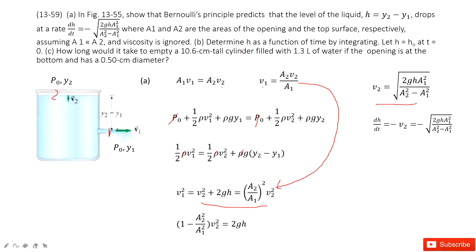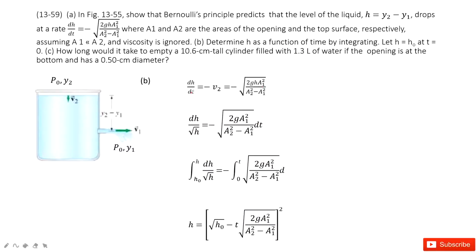Second, we need to find h as a function of time t by integration. We can see now we have dH/dt equal to this equation, right? In this function, you can see at this side we have h, so we can solve it. We move the square root of h to this side and move the dt to this side, no problem. Now we integrate both sides. Initially it is h naught, and then it becomes h at time t. So initially t equals 0, h is h naught, and at time t it is h. We integrate both sides. Finally, we get the function looking like this one. So this is h as a function of time.